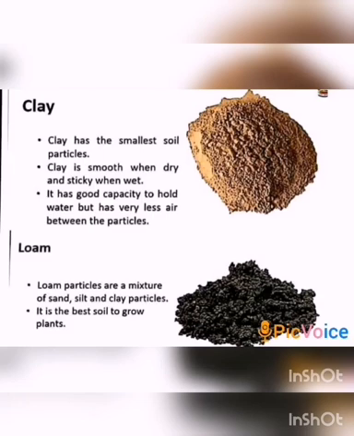Next, loamy soil. Loam particles are a mixture of sand, silt and clay particles. It is the best soil to grow plants.